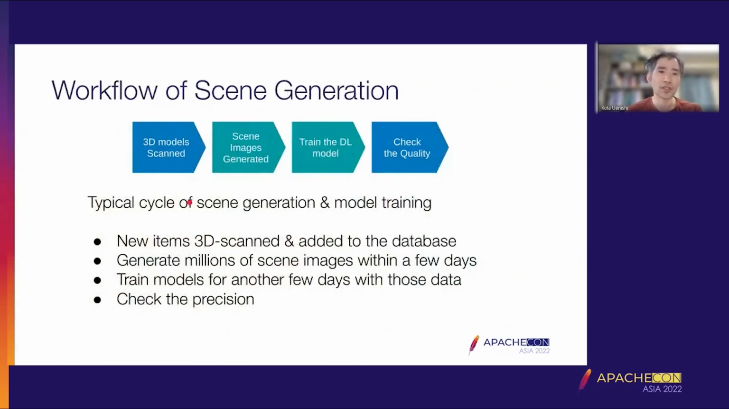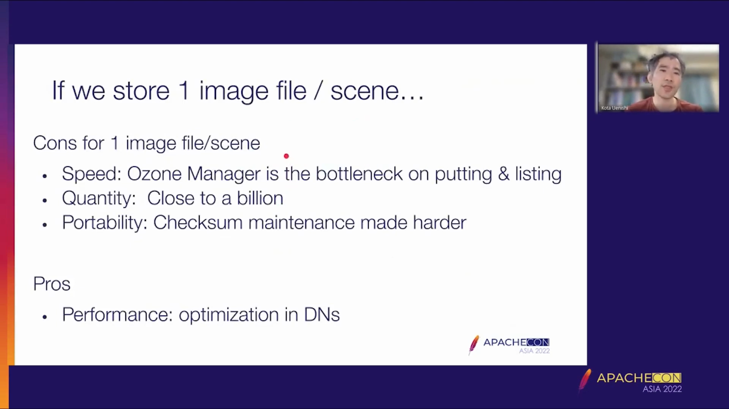Just scan the real objects and reconstruct them as 3D models, and render the scene images by using GPUs as single scene images, and also generate the answer or annotation data when we generate them. We train a deep learning model from those images and the annotated data we already have, and just check the quality. That's really straightforward, except that we are using generated data, not real data. So that was our use case.